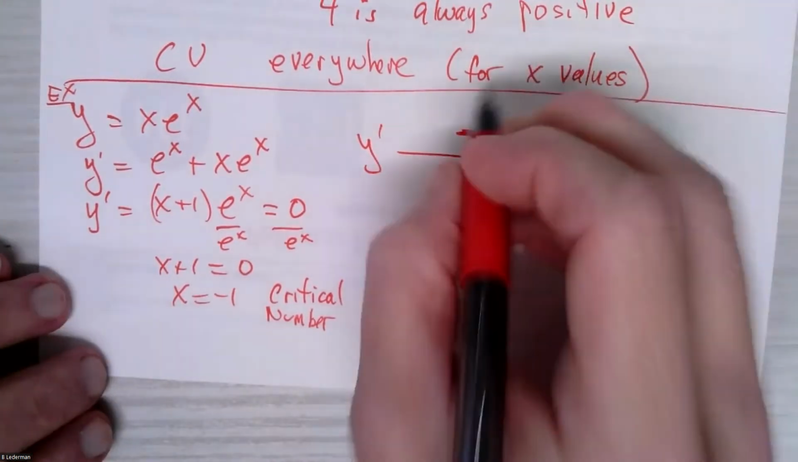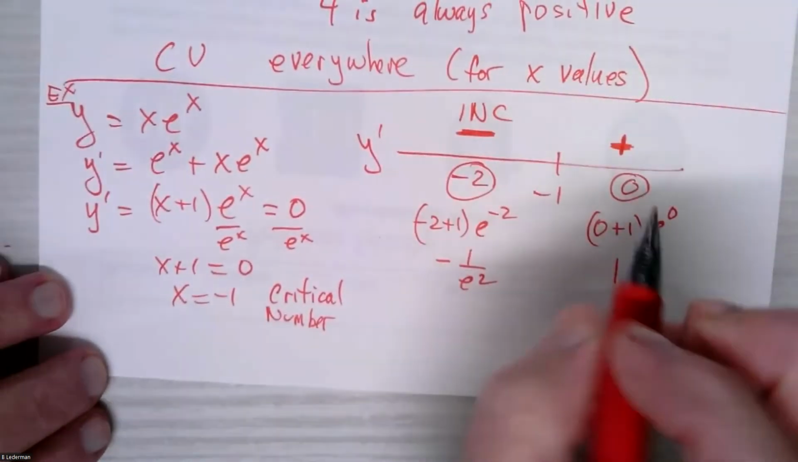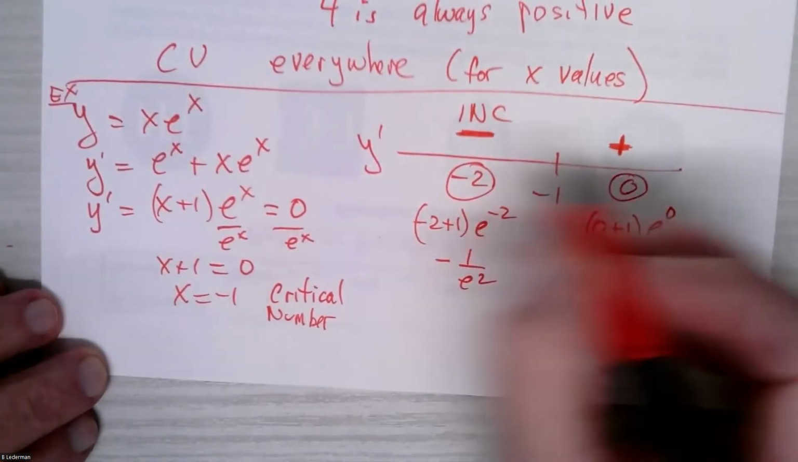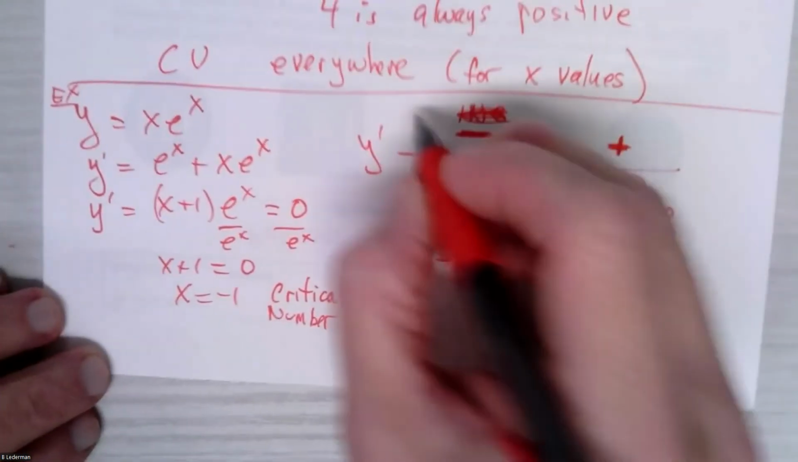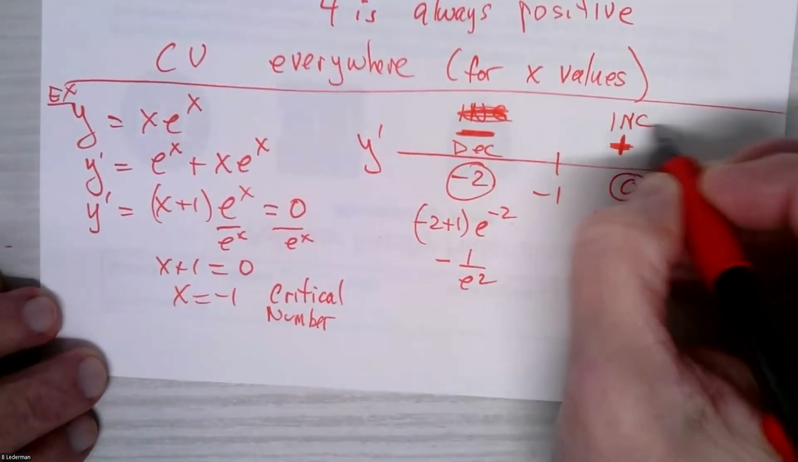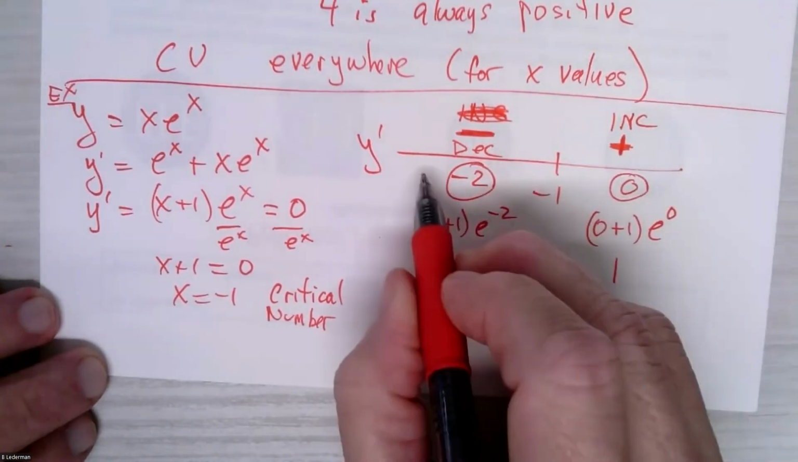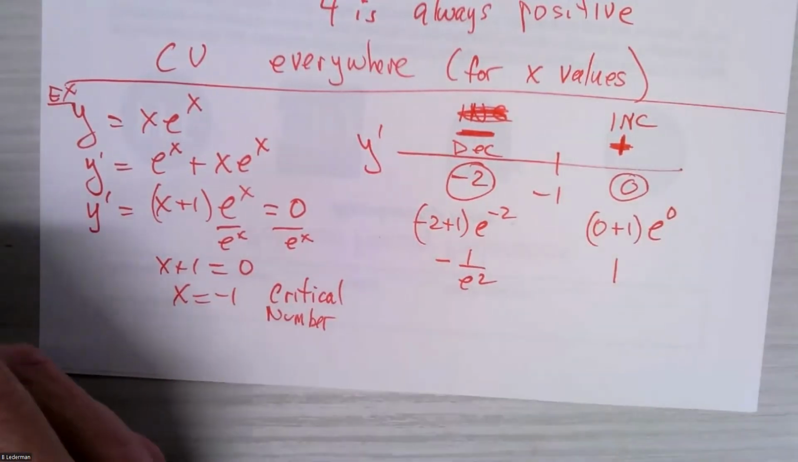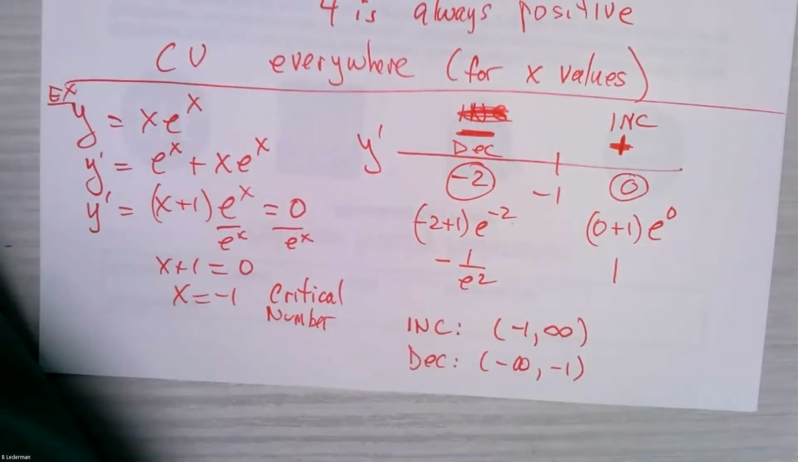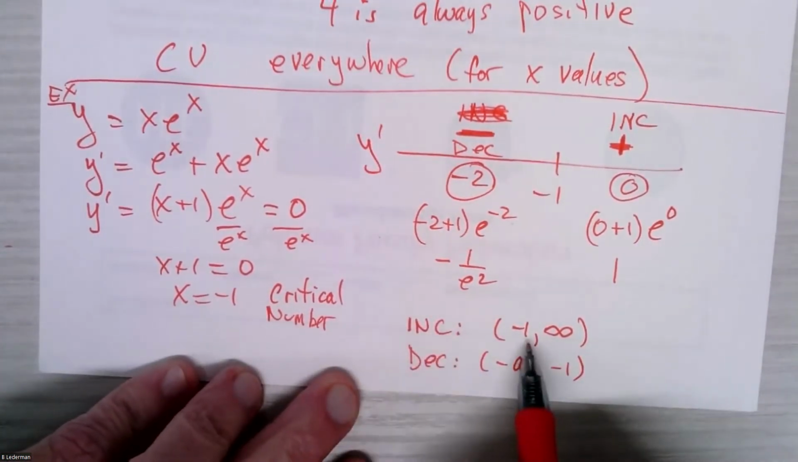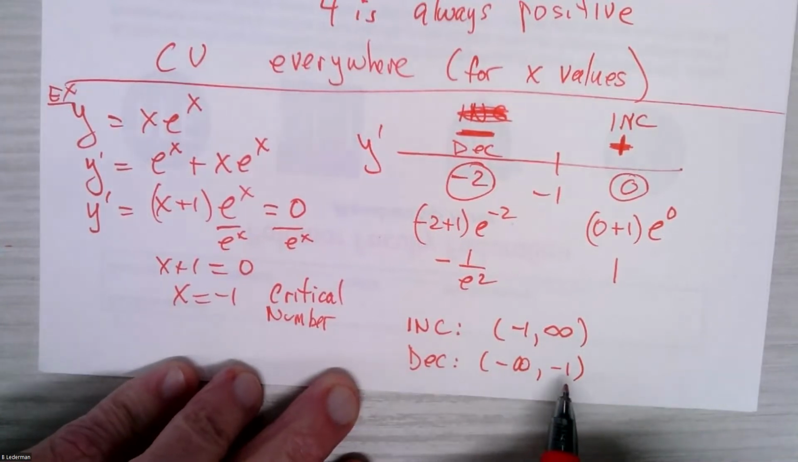So I see the function is increasing from negative infinity all the way up to negative 1. I'm sorry, decreasing. And here it's increasing. So it's decreasing from negative infinity to negative 1, and it's increasing from negative 1 to infinity. I'm writing this a little more formally. It's increasing from negative 1 to infinity, and it's decreasing from negative infinity to negative 1.